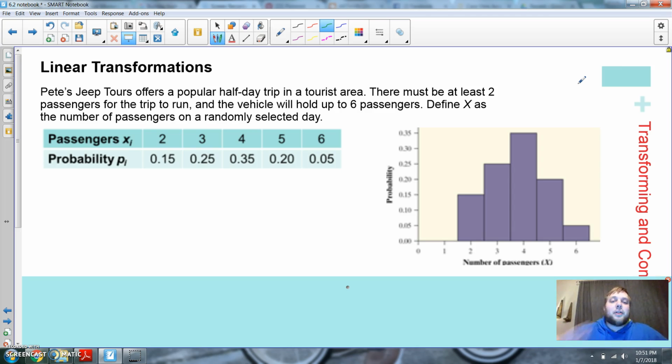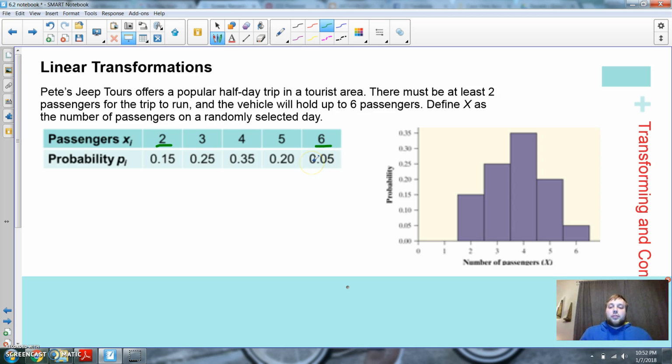Pete's Jeep Tours offer a popular half-day trip to tourists. There must be at least 2 passengers for the trip to run. Hence, that would be why my lowest possibility is 2. And I can only fit 6 in a vehicle, so my highest is 6. So I could have anywhere from 2 to 6 people in a vehicle. And here are the probabilities. Pete is a statistician. My man, Pete. He has actually recorded the days: he gets 15% of only 2 per day. 3 gets 25% per day possibility. 4 people show up, that has a 35% chance, and so on and so forth.